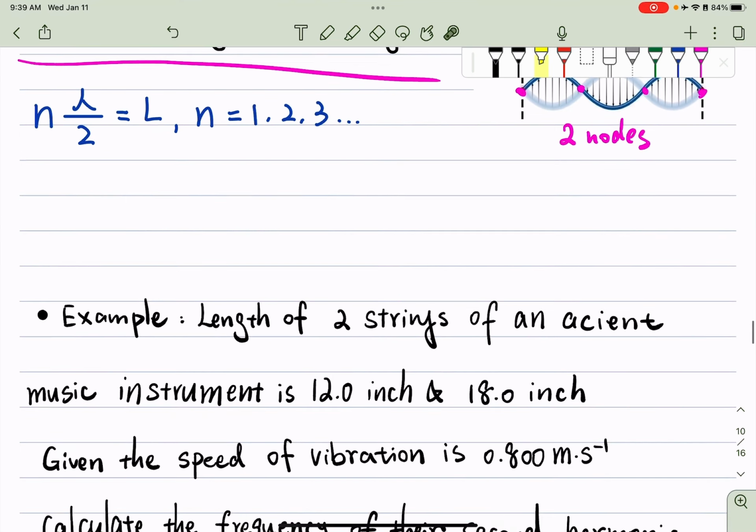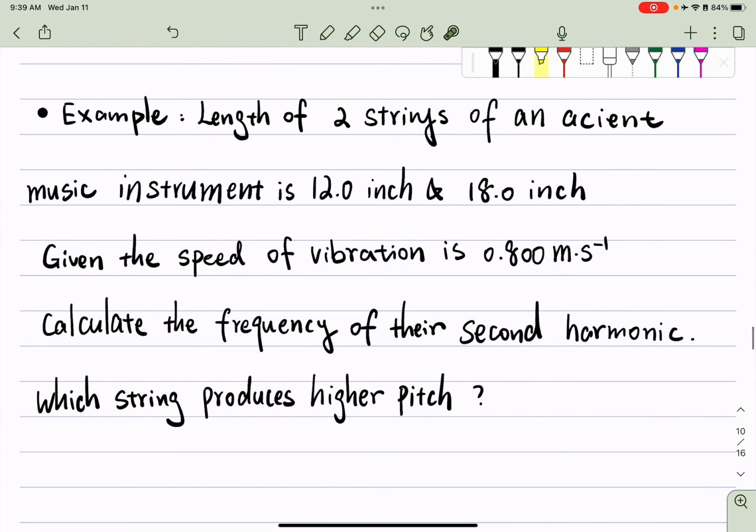I do have an example question here, but I think I'm running short on time. So take your time to try this example question. You will be able to see the answer in the annotated note as well.